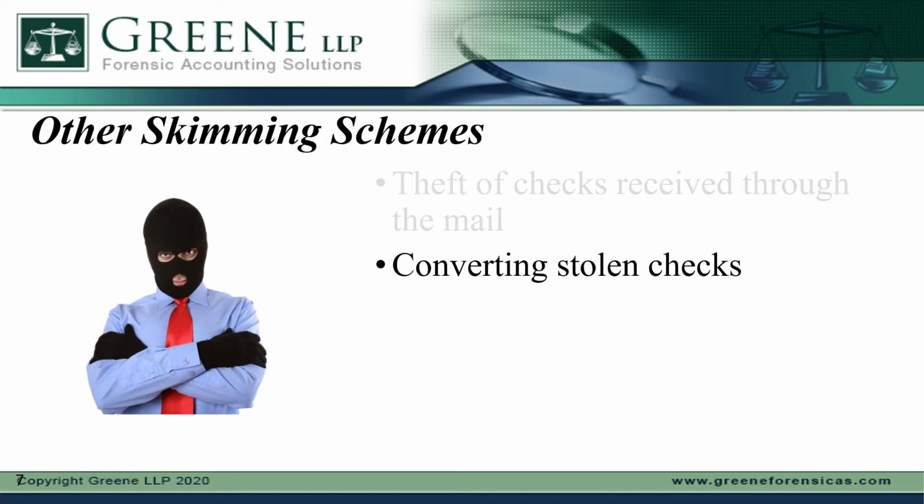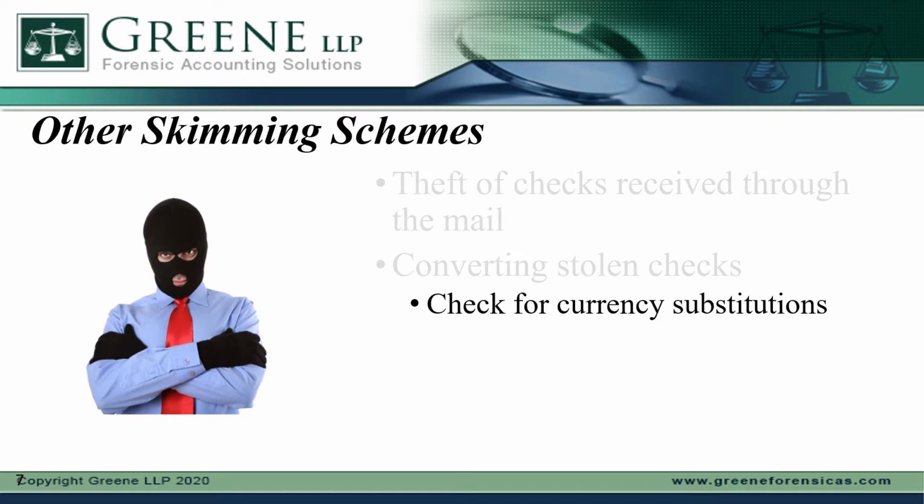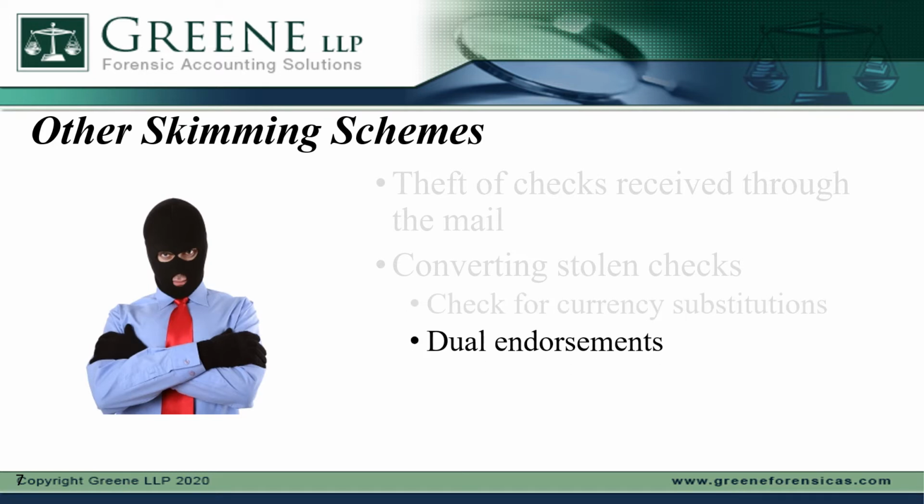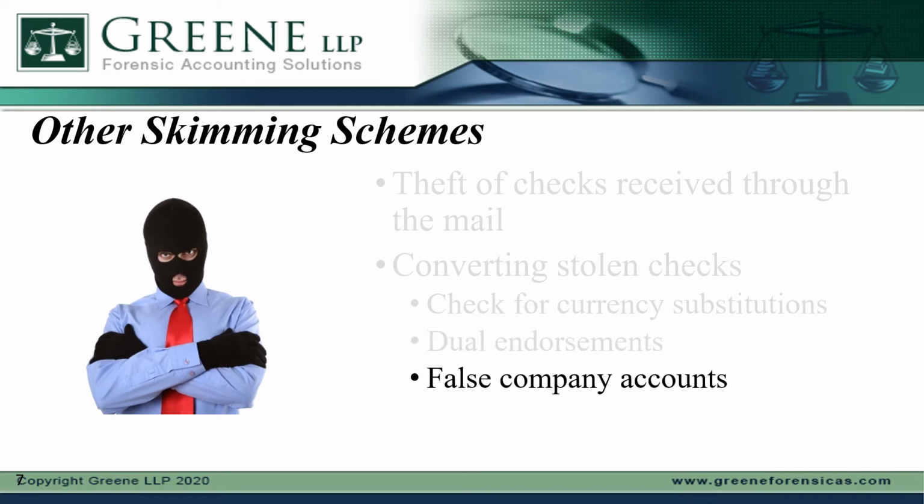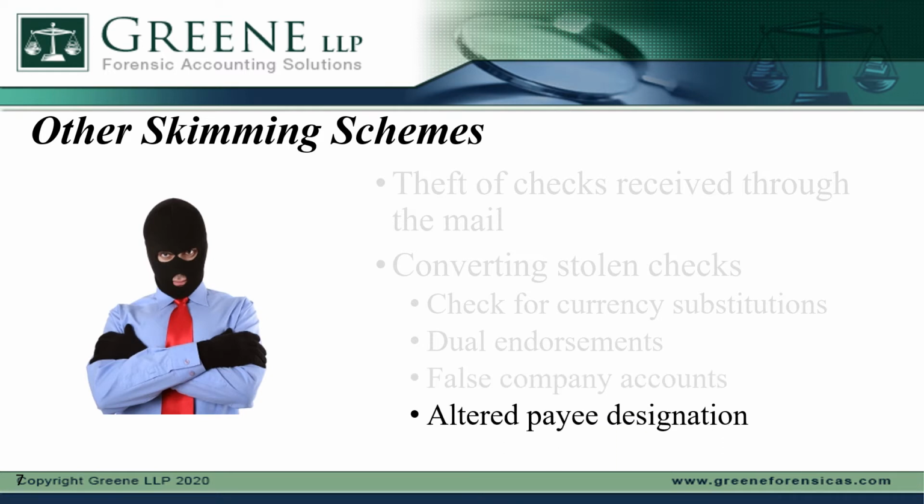Fraudsters that steal an organization's incoming check payments can often negotiate them by making a dual endorsement. The fraudster may also set up a bank account in the company's name or similar name to negotiate the stolen check. Finally, the fraudster may change or alter the name of the payee in order to negotiate them.